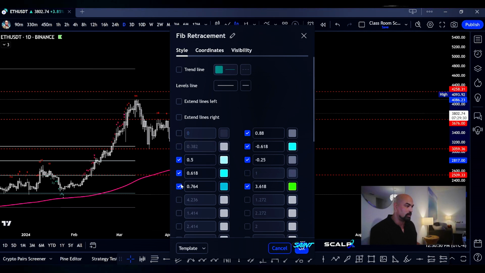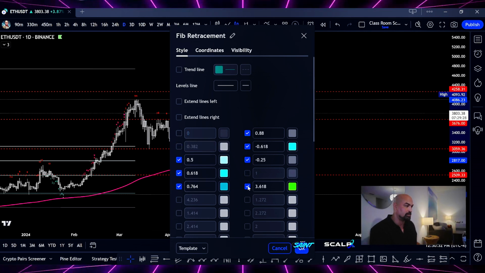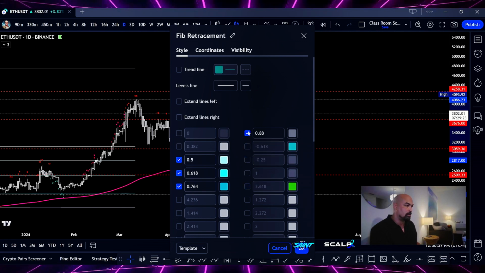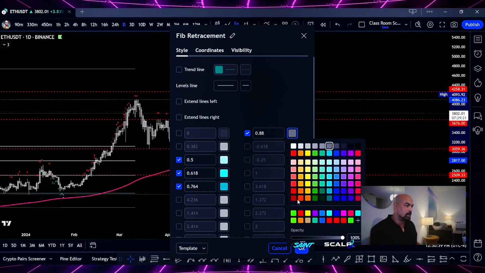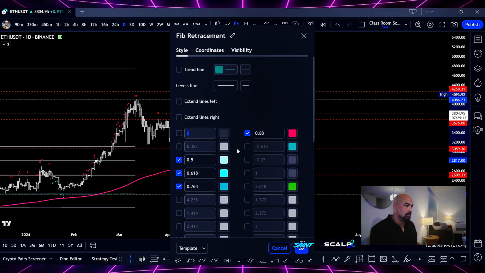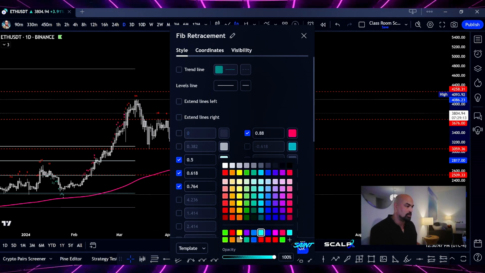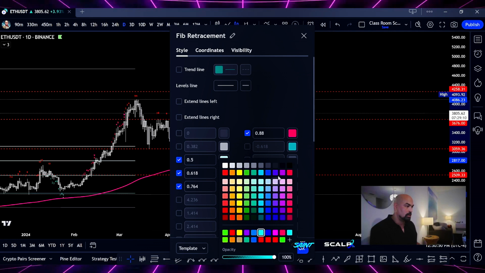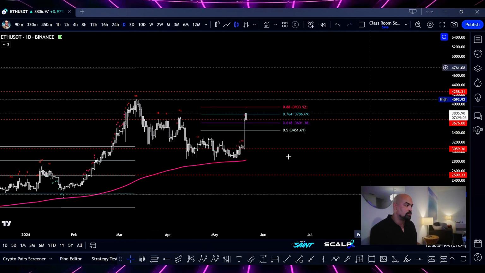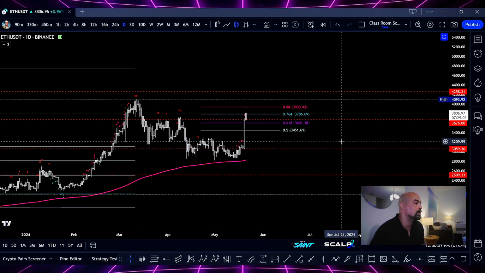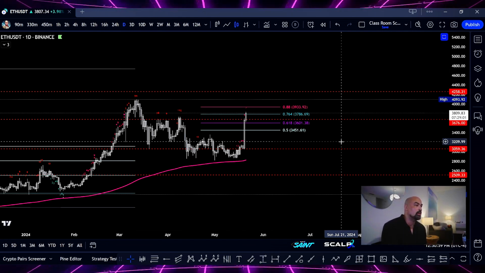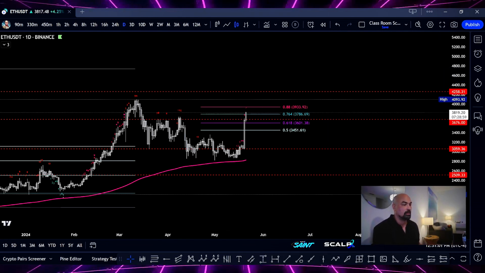I don't want that. I'll keep the 0.76. I don't need that. I don't want that right now. And I'll keep this 0.88. I'm going to color coordinate it so that it stands out for me. This 0.5, I'll leave it the way it is. The 618, sure, we'll just change colors on that one too. Let's go with the purple. These are just small things that I do so that when I'm looking at it, I know what areas I'm measuring. Sometimes it can get confusing.